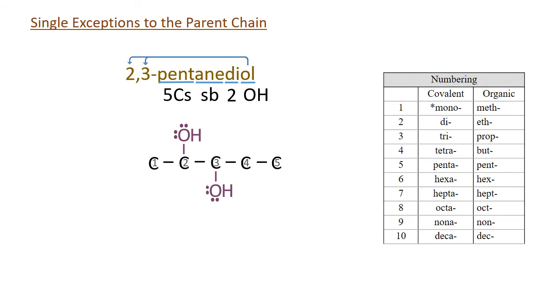Now, I put one on the top, one on the bottom. It doesn't really matter if I put them both on the top, both on the bottom, or had put the first one on the bottom, third one on the top. Doesn't matter, just as long as I have an OH attached to the second and an OH attached to the third. And then I fill in the rest of carbon's bonding potential with hydrogens, and that gives me 2,3-pentanediol.